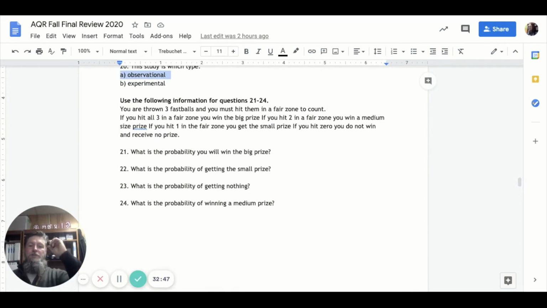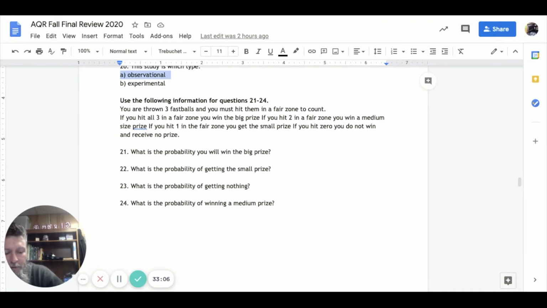Use the following information for questions 21 through 24. You're thrown 3 fastballs. You must hit them in the fair zone to count. If you hit all 3 in the fair zone, you win the big prize. If you hit 2 in the fair zone, you win a medium prize. If you hit 1 in the fair zone, you get a small prize. If you hit 0, you do not win and receive no prize.